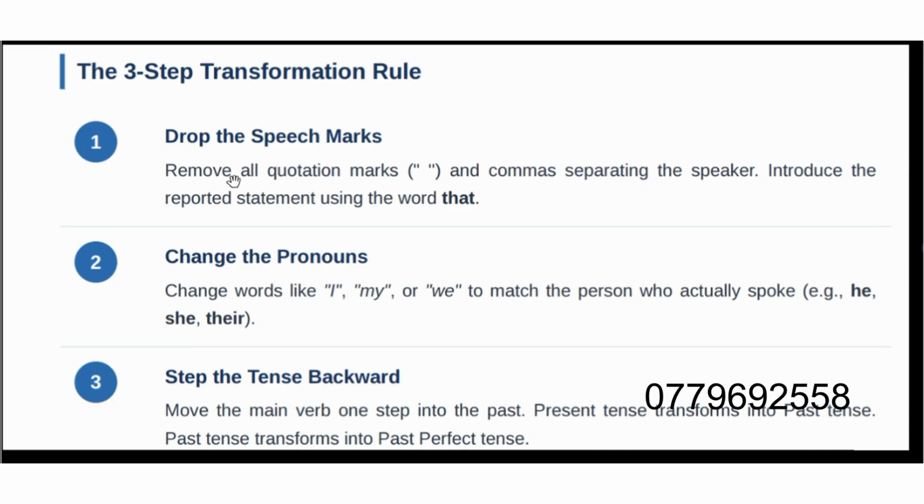The first step is that you drop the speech marks. Remember what we talked about in our core strategy. There are no speech marks in your reported speech, so remove all quotation marks. Any word that you find quoted in these marks is the exact words. And commas separating the speaker will be removed too. Do not involve these two in your reported speech.